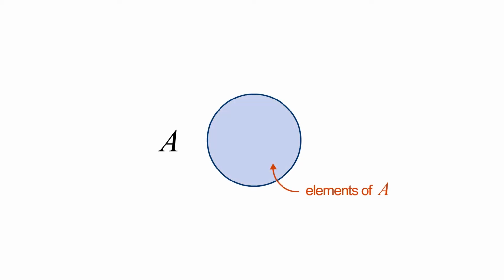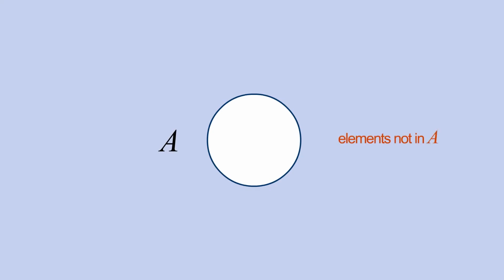In a Venn diagram, sets are usually represented by circles or other types of enclosed areas. The interior of the circle represents all the elements of the set, while the exterior represents any elements that are not members of the set.